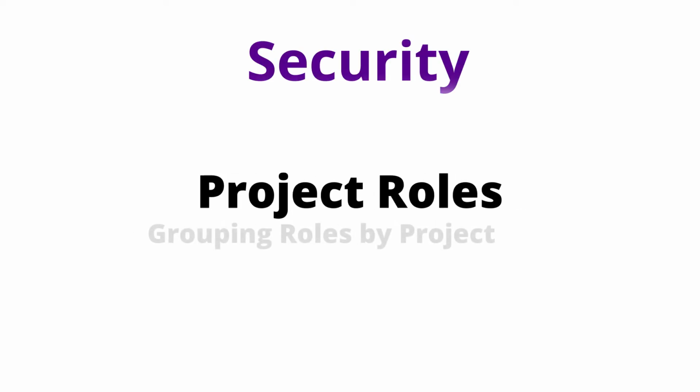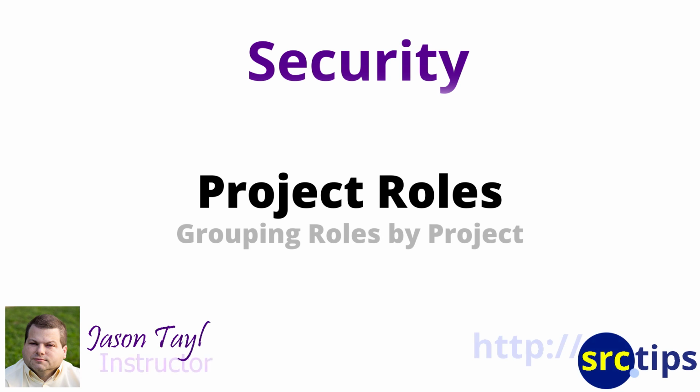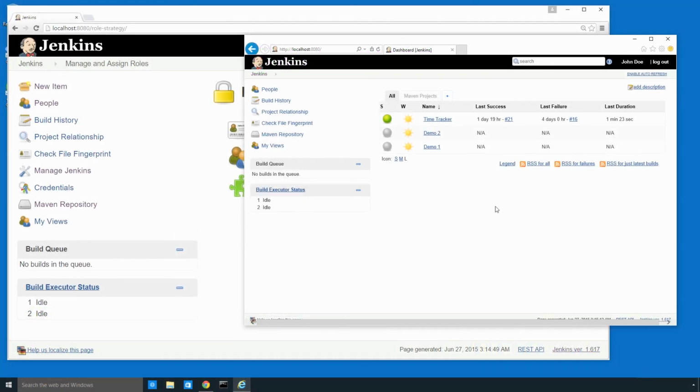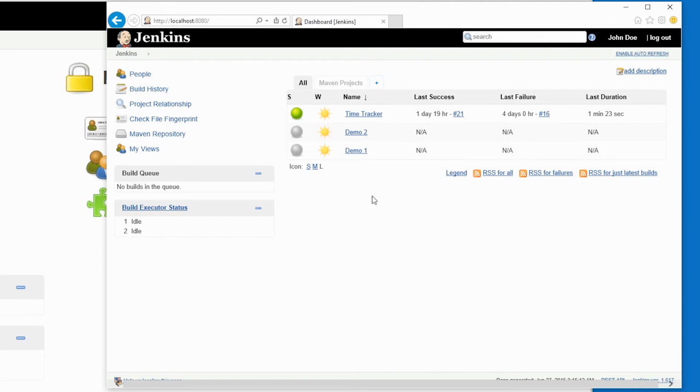Welcome. In this video, we're going to fine-tune our security so that John will only see the demo projects. As we left it, we allowed John to log in and see Jenkins. However, there are a few problems with our security right now. John is able to see the Time Tracker project as well as the demo projects. Also, I want John to be able to build the demo projects. And right now, John is not able to build or configure anything.